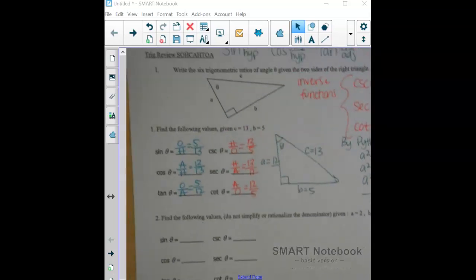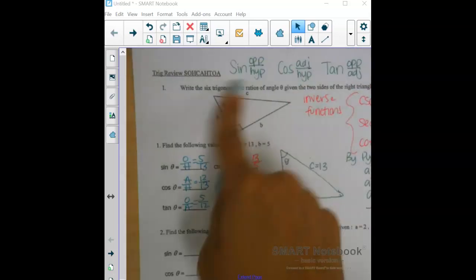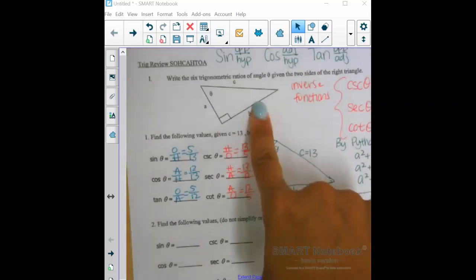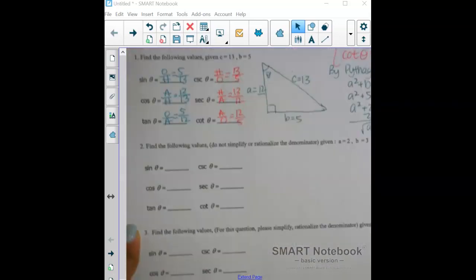Remember, when you're redrawing your triangle, you're using this exact same triangle for numbers 1, 2, and 3 if you choose to do 3. So this triangle is the same theta that you're going to be using, this angle up here.